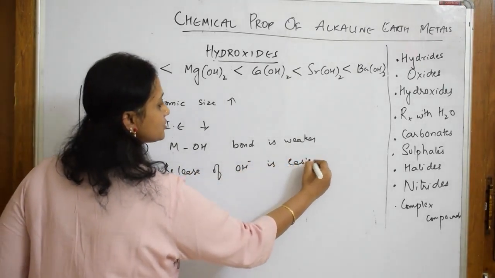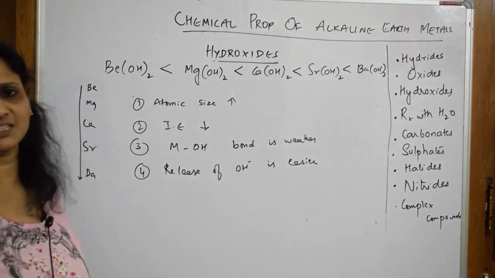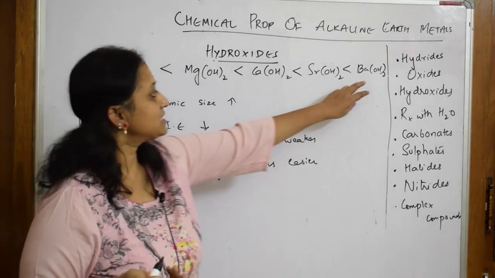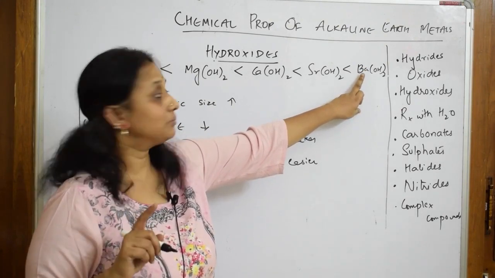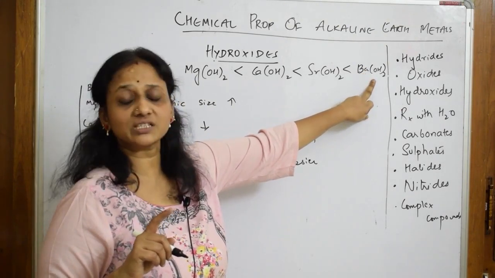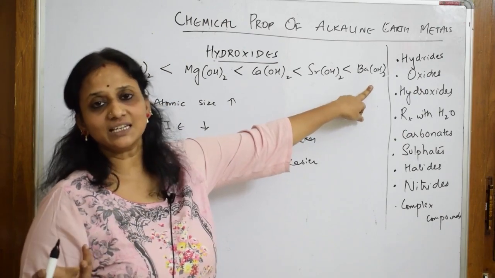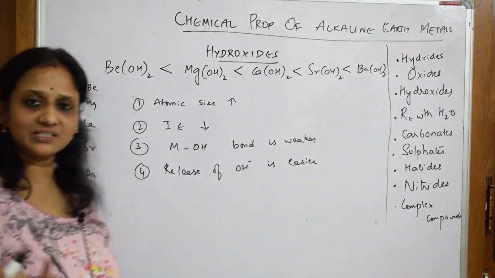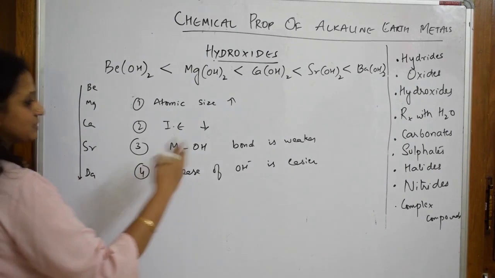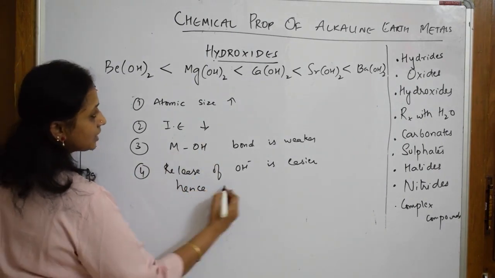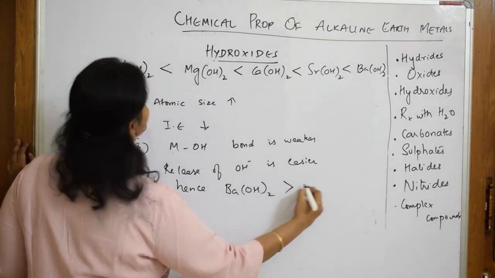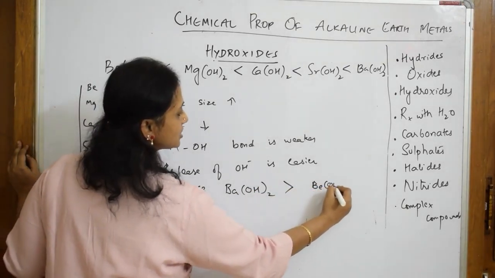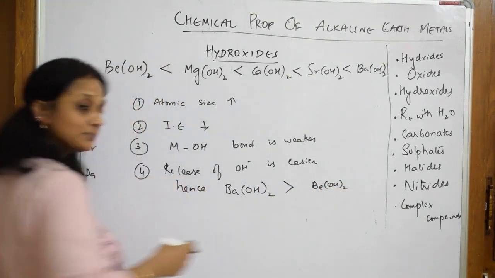When release of OH minus is easier, what will happen to the basicity? Basicity obviously will be high. That means the size is larger, ionization enthalpy is lower, and the bond between barium and hydroxide group is weak. So it can easily donate the OH minus, hence it is a stronger base. Release of OH minus is easier, hence Ba(OH)2 is a stronger base than Be(OH)2. Yes, this is the concept.